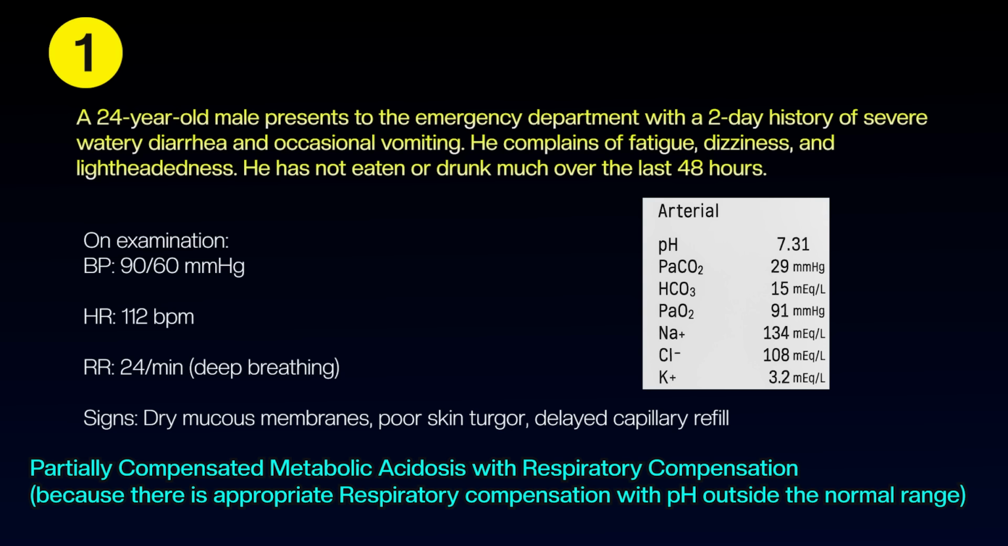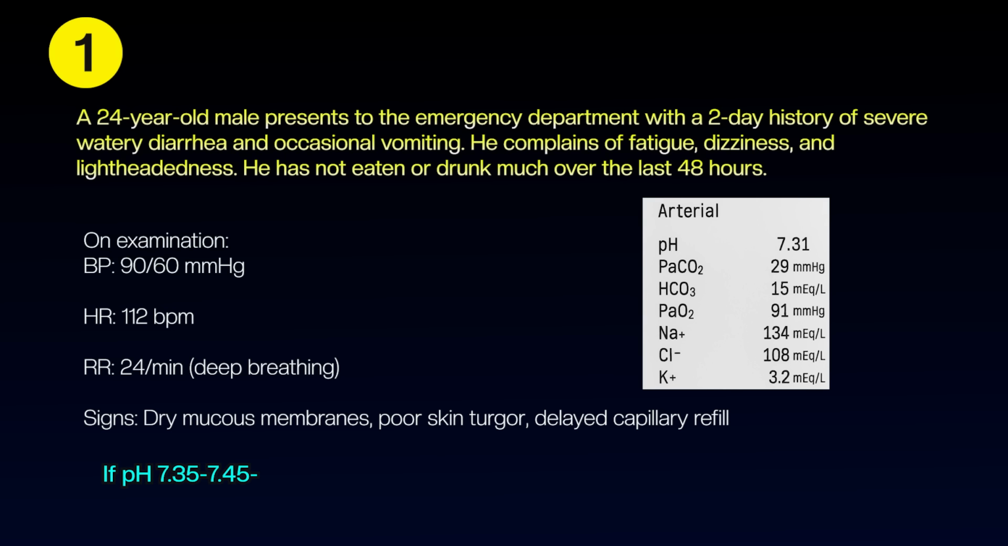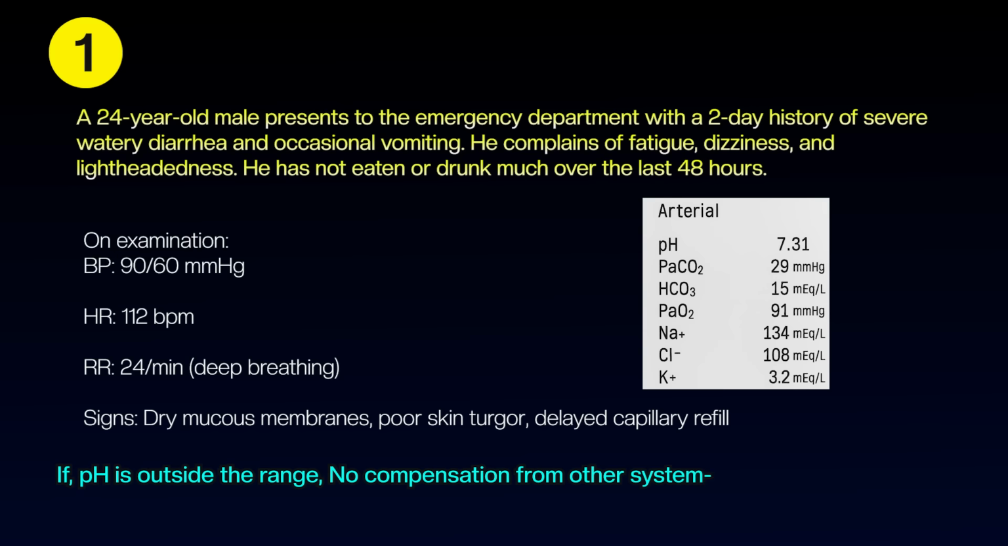Had it been the other scenario where pH has come in the range, let's suppose pH becomes 7.38, that comes in the range of 7.35 to 7.45, then I would have said it is fully compensated. On the other hand, if your pH is outside the range and there is no respiratory compensation or no compensation from the other system, then it will be called an uncompensated ABG.